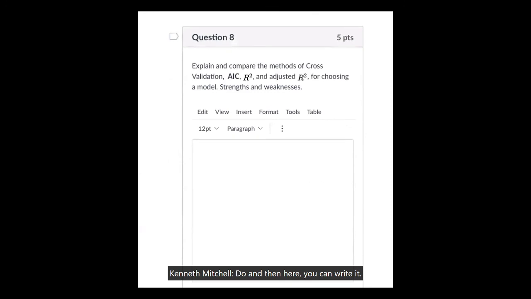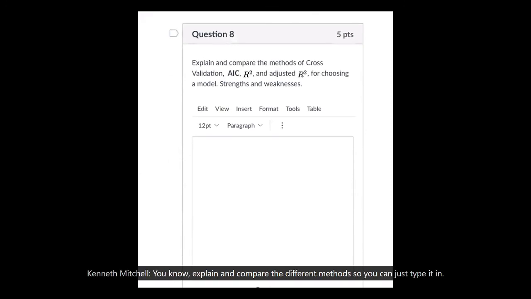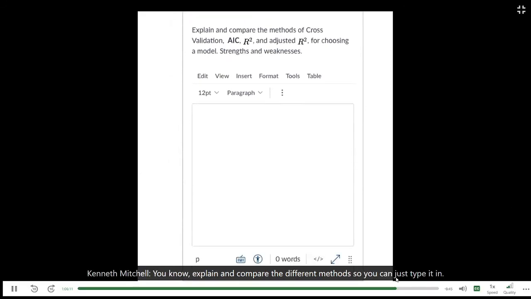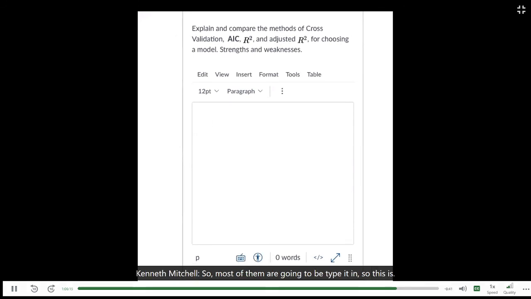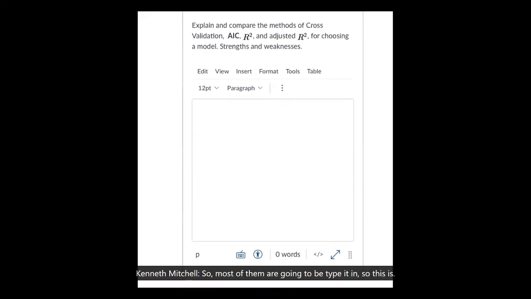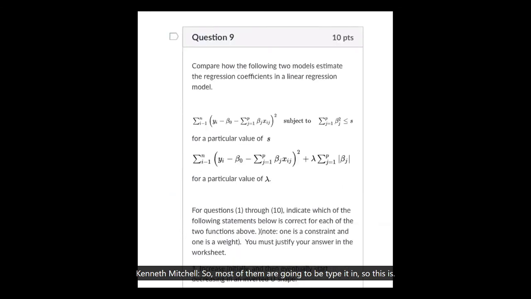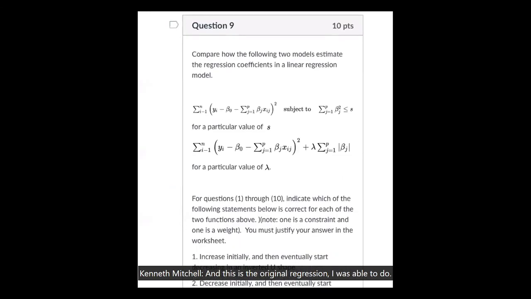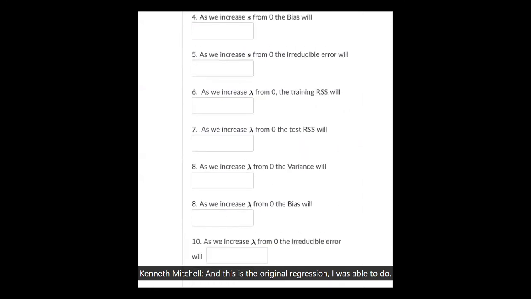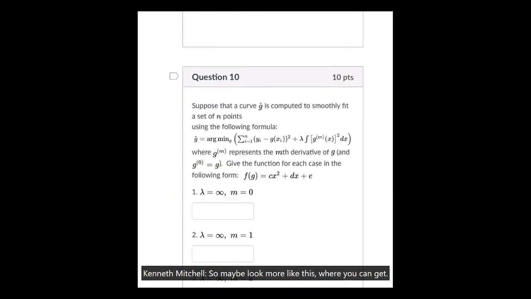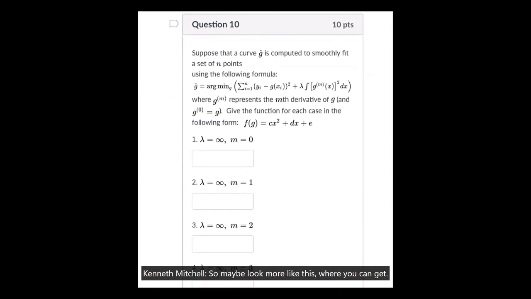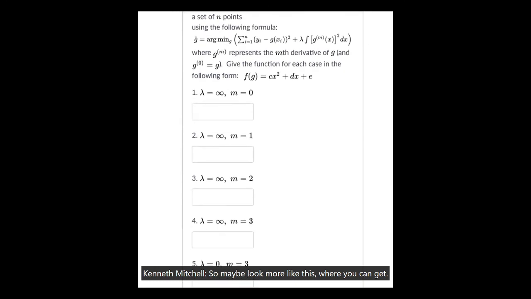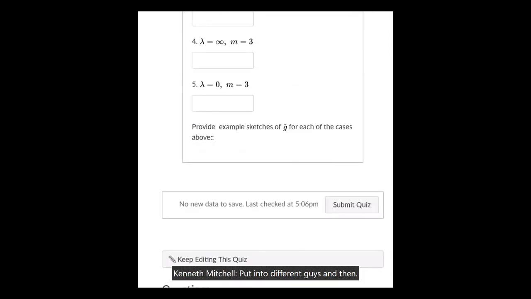And then here you can write in, explain and compare the different methods. So you can just type it in. Most of them are going to be type it in. And this is a ridge regression, and I was able to do that. So it may look more like this, where you can put in the different values for that.